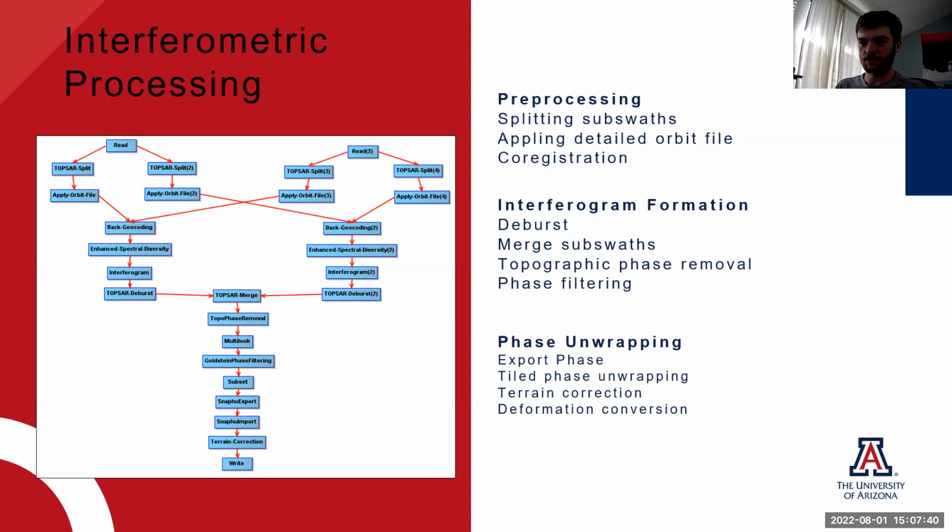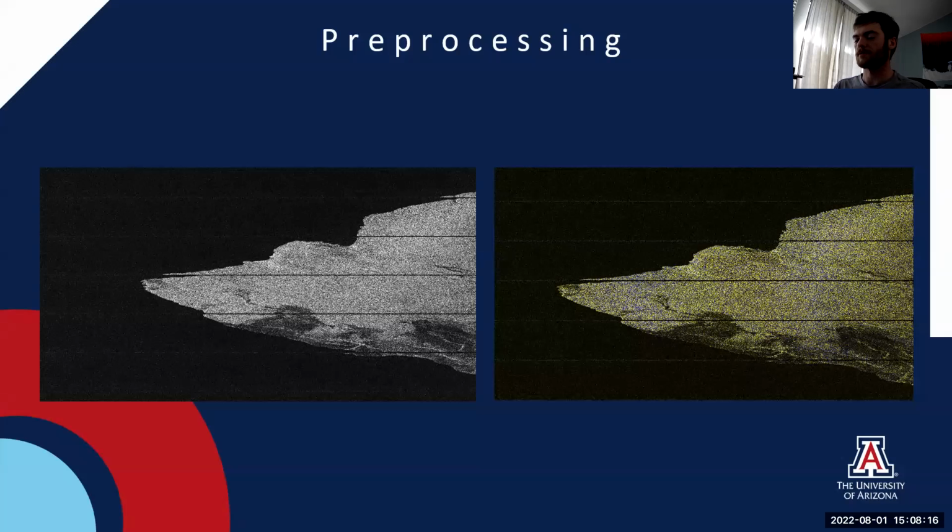All of this processing can be split into 3 general categories. There's pre-processing, which splits the subswaths, applies a few different files for corrections, and will co-register it, which I will get into on the next slide. Then there's interferogram formation, which will take those co-registered products, remove the bursting, and then create the interferogram and filter it. And then finally, we have the phase unwrapping, which will take that interferogram, unwrap it, and correct for or calculate deformation.